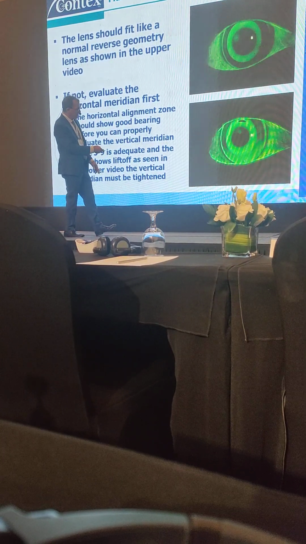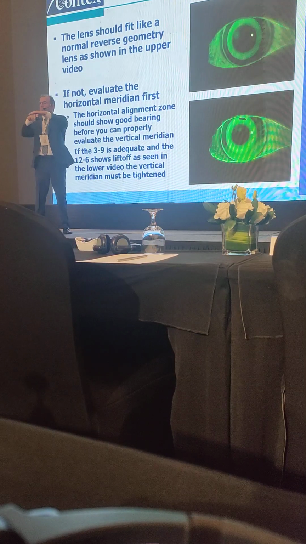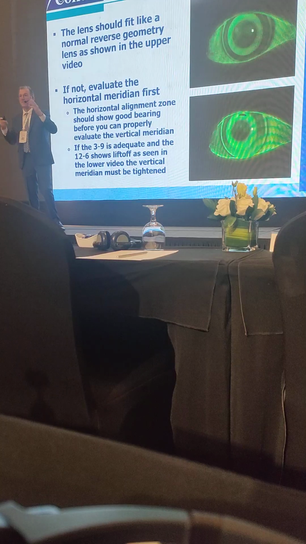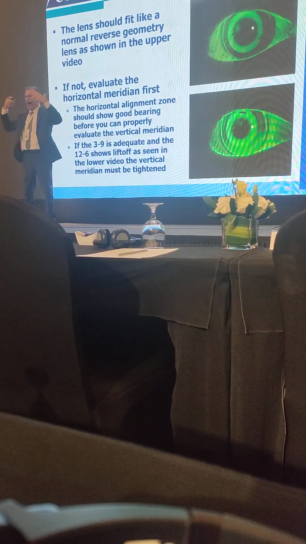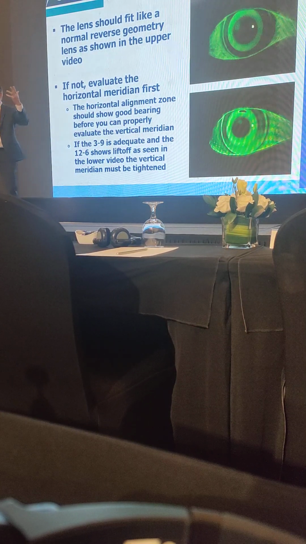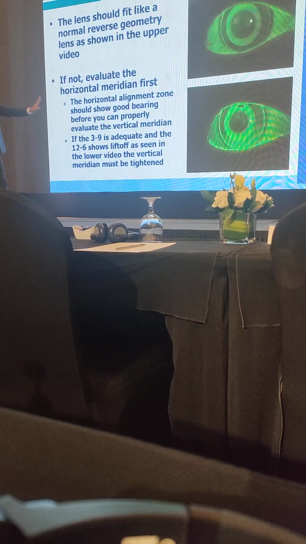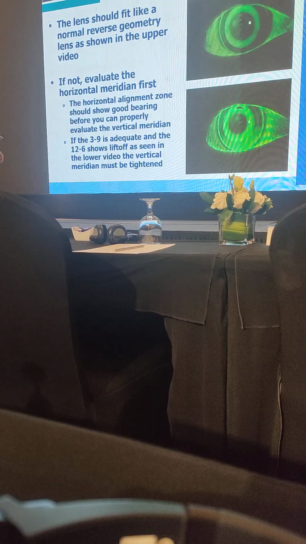But if you have a little, what I call a lens breakaway, if it breaks away a little on the blink, then it's exchanging oxygen. It's bringing oxygen and fresh tears into the cornea. So I just don't like tight lenses, and I'd rather see a little bit of fluorescein lifted off.